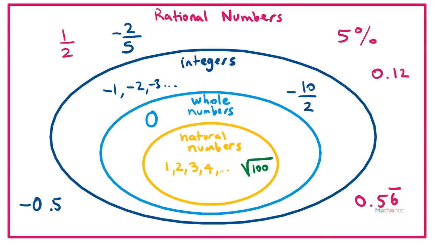Any number we list here is a rational number, and the ones that do not have a decimal place are integers, and non-negative integers are whole numbers, which are 0, 1, 2, 3, and the natural numbers are just positive integers.